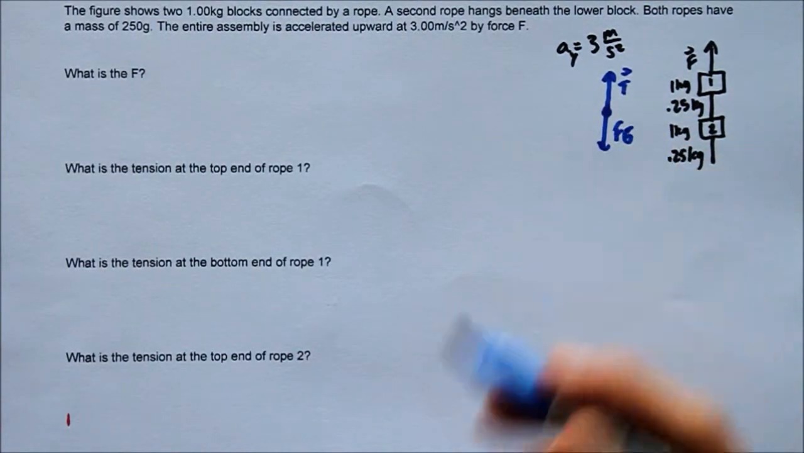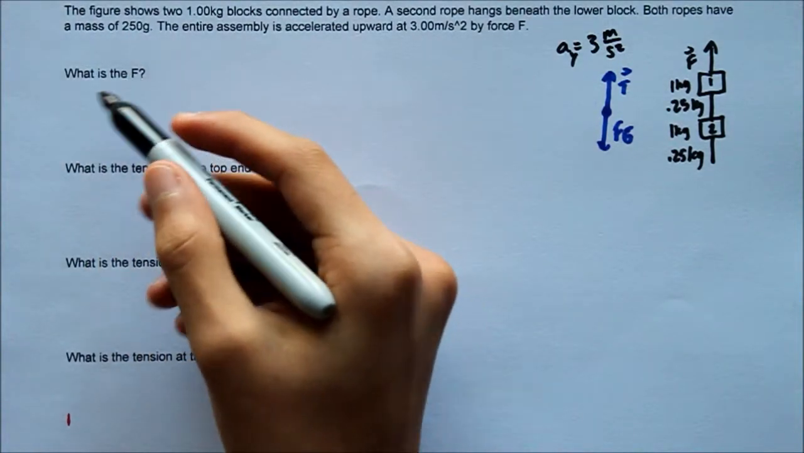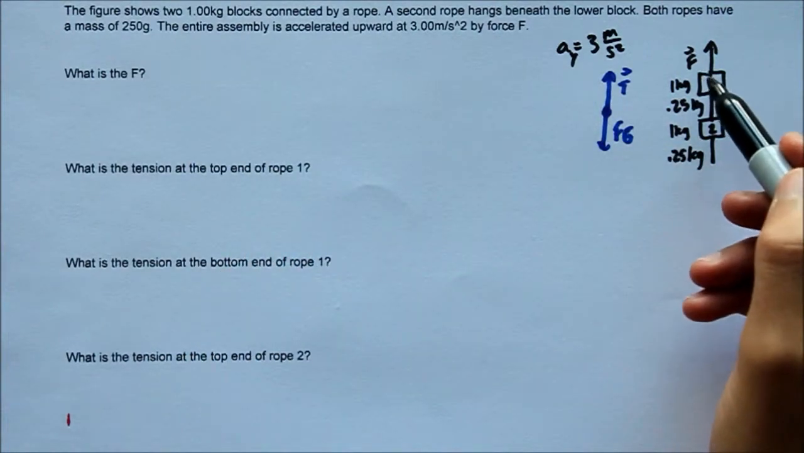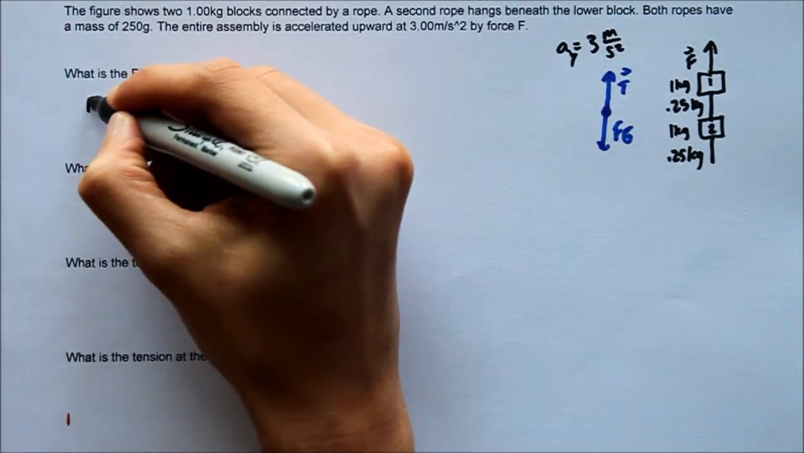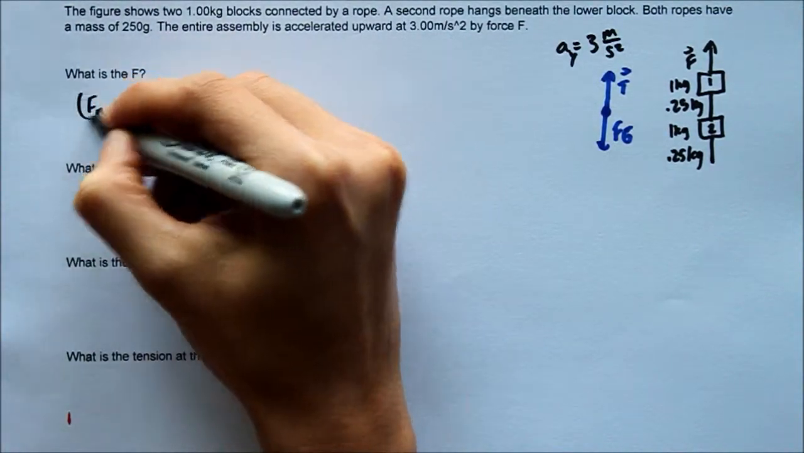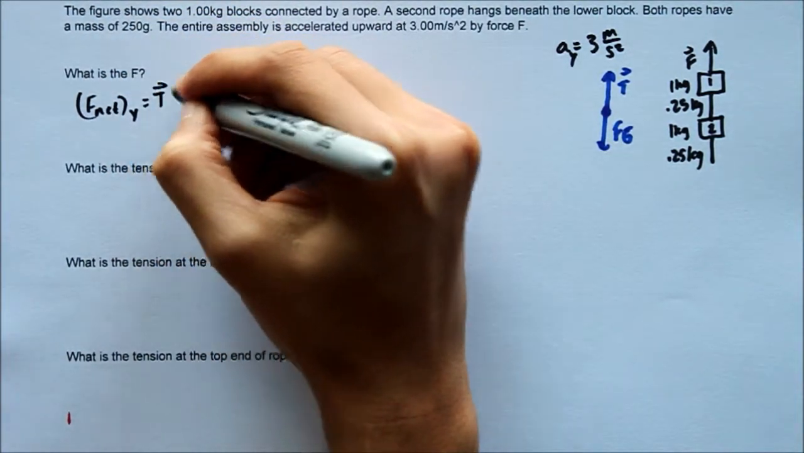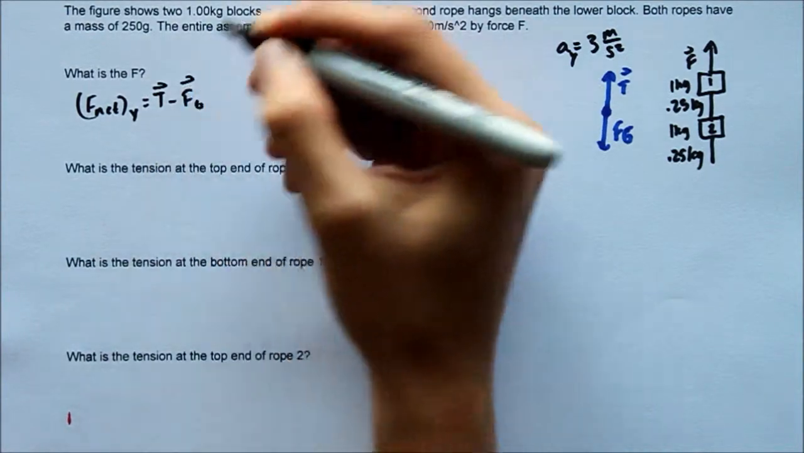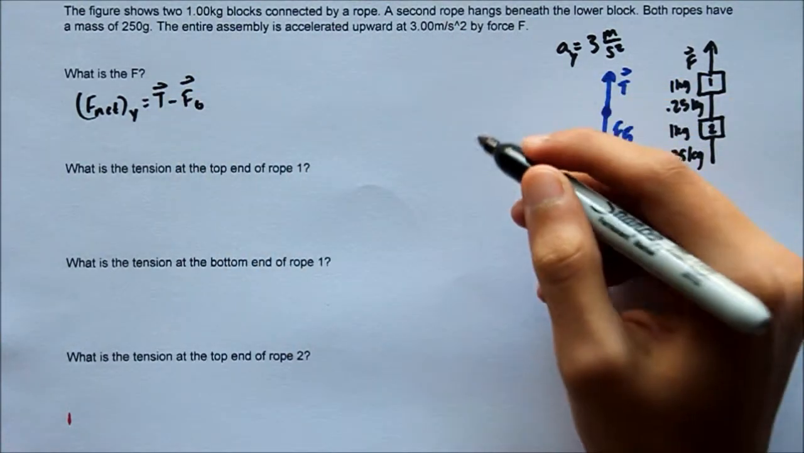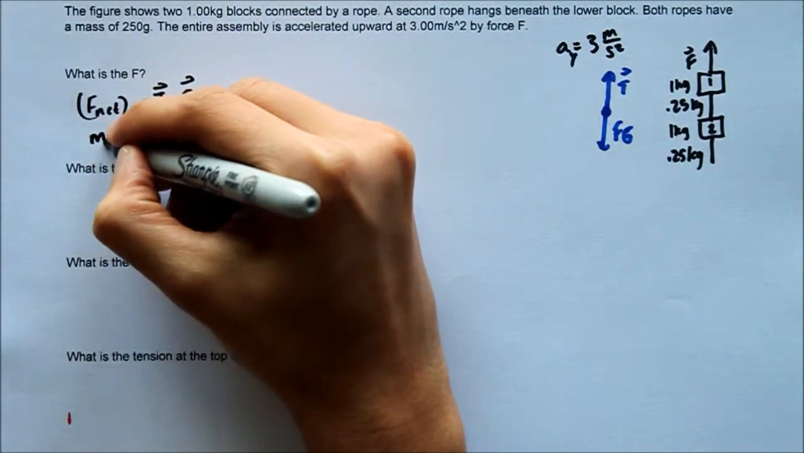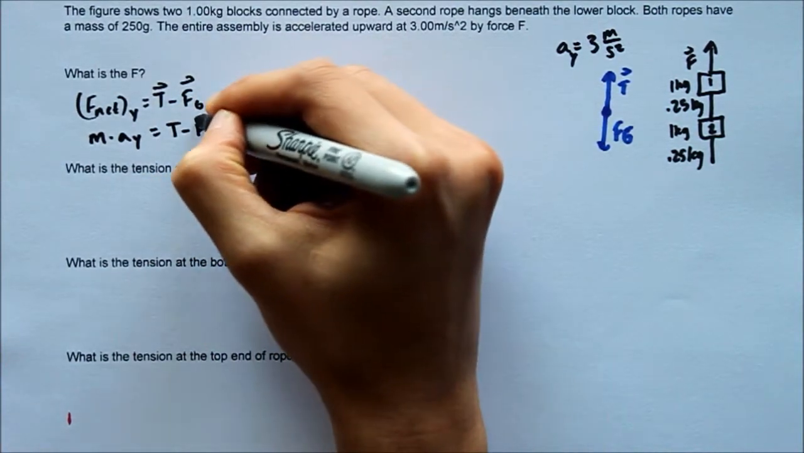So that's my generalized diagram, and part 1 asks: what is the magnitude of F? So we're trying to find out how many newtons F is. We know that our F net in the y is going to equal our tension minus Fg. I'm getting that from this free body diagram. Do you see how it's tension minus force of gravity? And I know F net is nothing but our mass times acceleration y. So it's going to equal tension minus Fg.